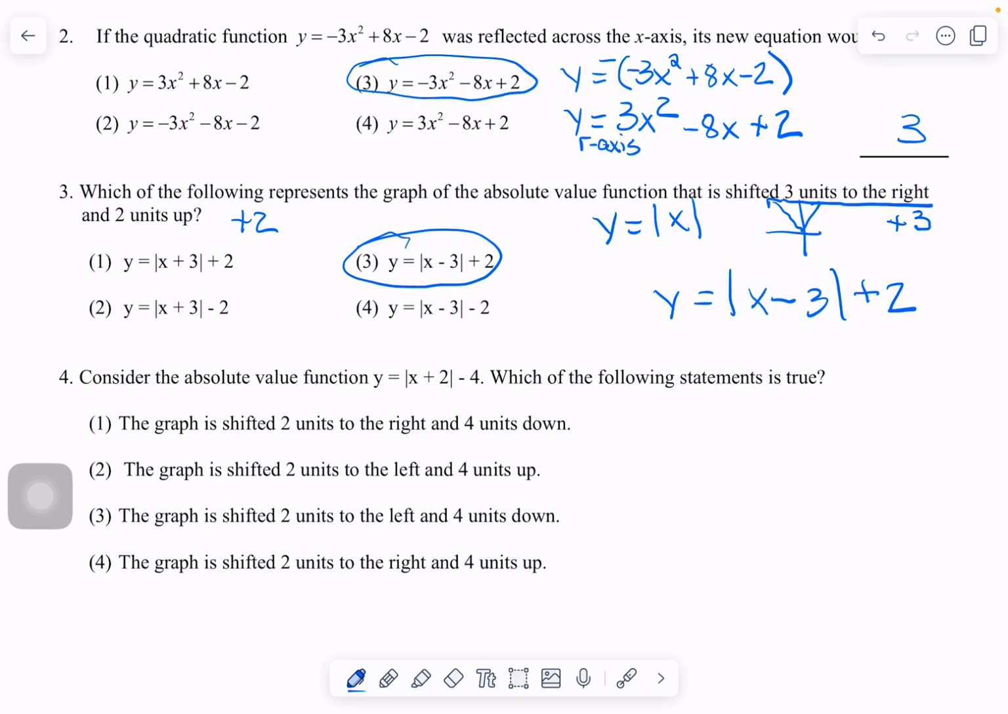And then going the other way, when we're given the function, can we find the shift in it? So again, the x term is x plus 2, so we're going to do a -2, which is left 2, and the y is -4, which is down 4. All right, so let's see which one has that. Number 3, the graph is shifted 2 units to the left and 4 units down.